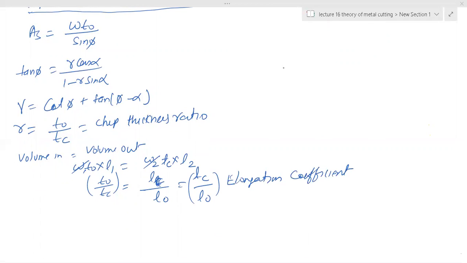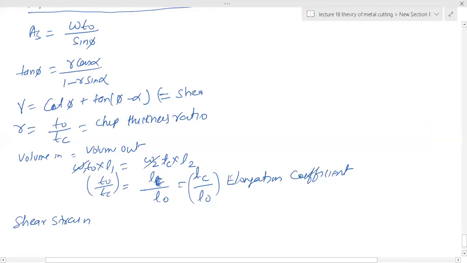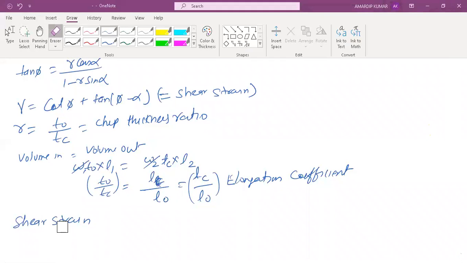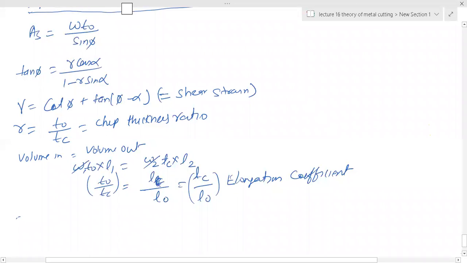Now this is over. Chip thickness we understood. Then shear strain. We already estimated the shear strain. In any case, you have to remember everything.